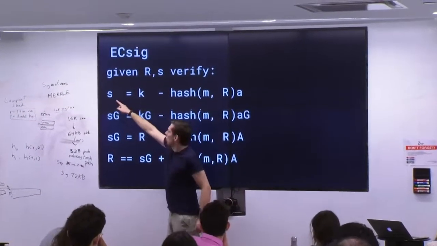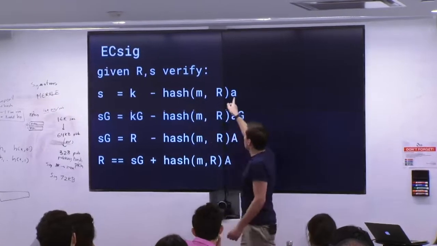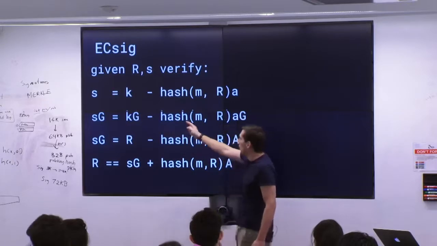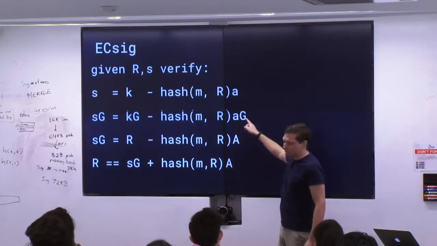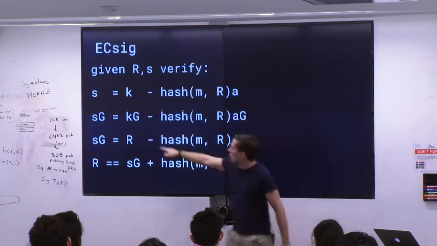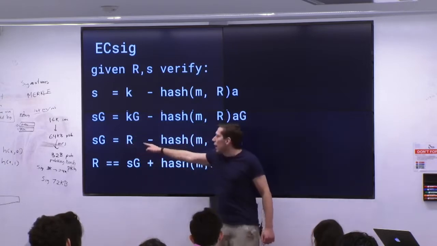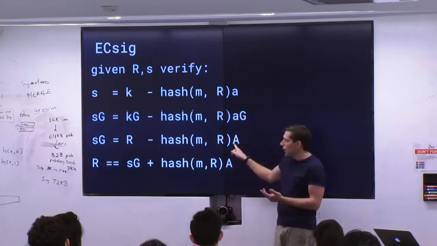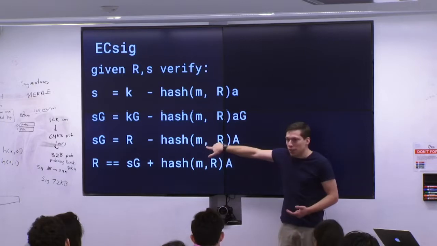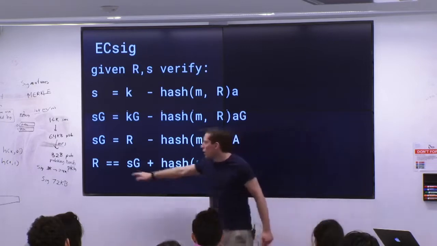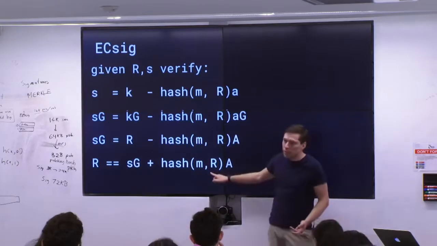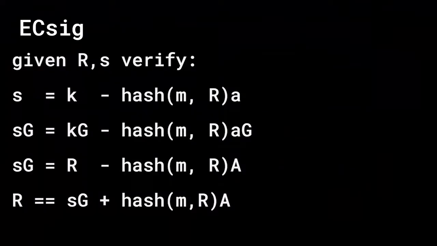So I want to verify that this equation was used: S equals K minus this hash times little a. Multiply both sides by G, I get S times G equals K times G minus the hash thing times little a times G. This is big A, this is R. Now I know everything here as the verifier, right? I know what S times G is, I know what R is, I know what big A is, I know what's going into this hash function. And so I rearrange it a little and ask, is R equal to this? If it is, that's a good signature. If it's not, it's not a good signature.